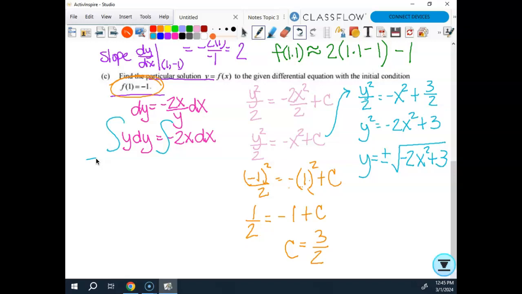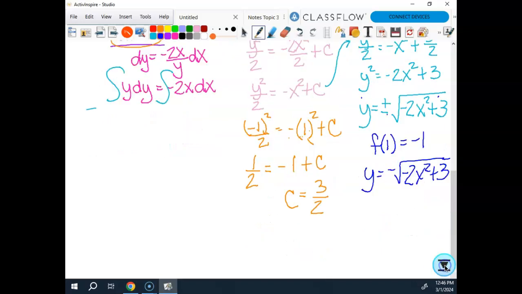No. You can leave yours like you have it. You're fine. But we're still not 100% done because I can't have 2 answers. I can only have 1. So this is one of those times where I have to decide, is it plus or is it minus, because it is not both. My initial condition is f of 1 equals negative 1. If I substitute a 1 into this, my y value has to be negative. Therefore, what does this sign have to be? Negative. So this would have to be y equals negative square root of negative 2x squared plus 3.